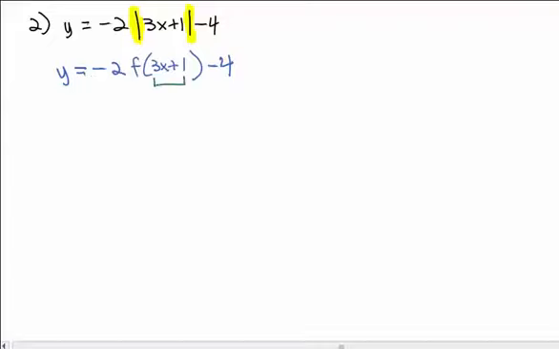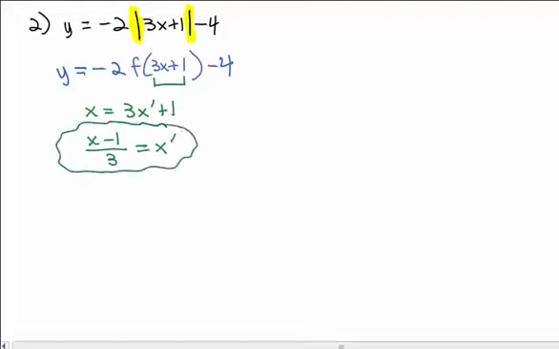The stuff inside the function is going to affect the x. X equals 3x prime plus 1. And when we solve for x prime, we have to subtract 1 and divide by 3. So that's what's happening to the x's. What's happening to the y's is outside the function, where the function becomes y. So it's y prime equals -2 times the function, or times the y, minus 4.